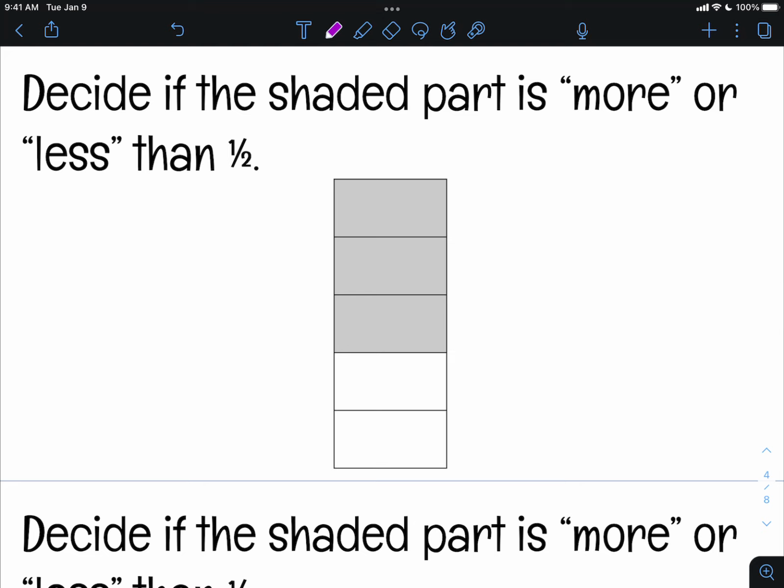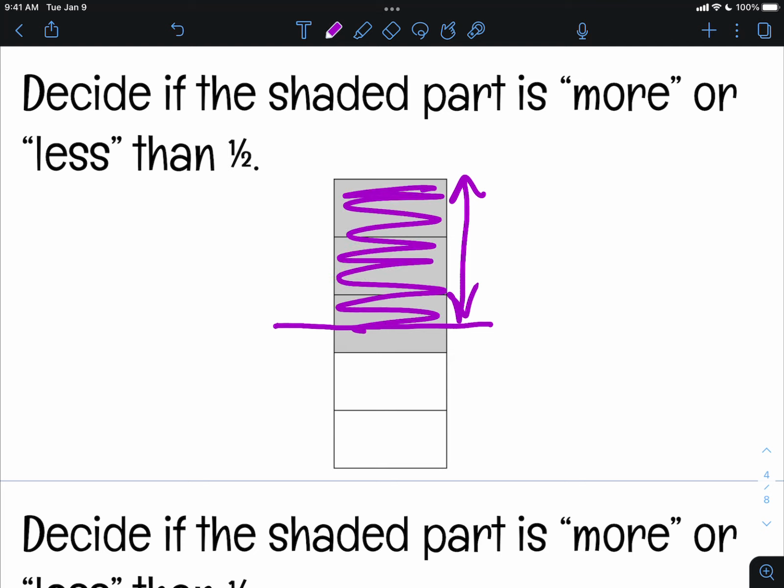Now let's compare fractions to 1/2. So this shaded part, I'm going to decide if it's more or less than 1/2. Well, if I were to cut this block of cheese in half, I'd cut it right there in the middle. And this part would be half. But I have more than half shaded in. So this shaded region is more than 1/2.